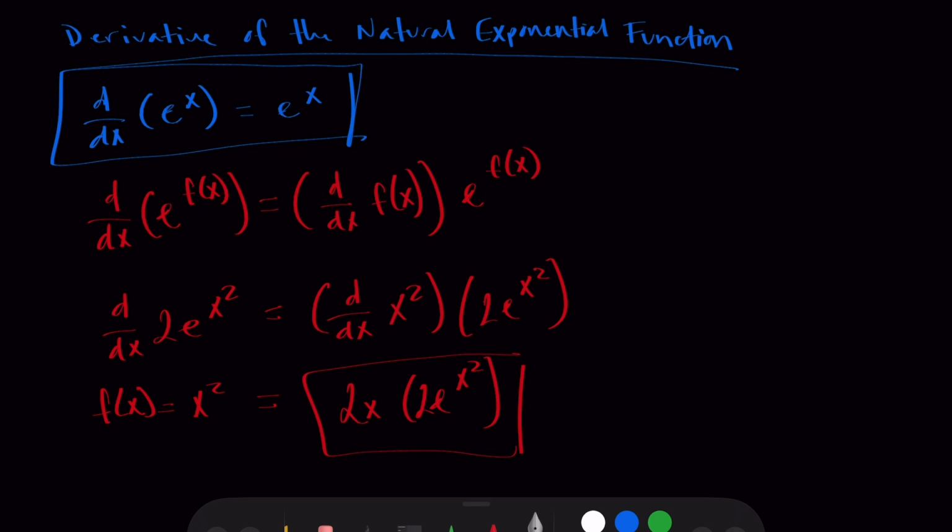So that is why I like to write this part here as my rule for the derivative of the natural exponential function. A lot to say, but bear with me. We're going to do some examples, and we'll see, hopefully, that we get used to using the derivative of the natural exponential function. All right, let's say we had the function f of x is equal to 3 times e to the power of x cubed plus 9.